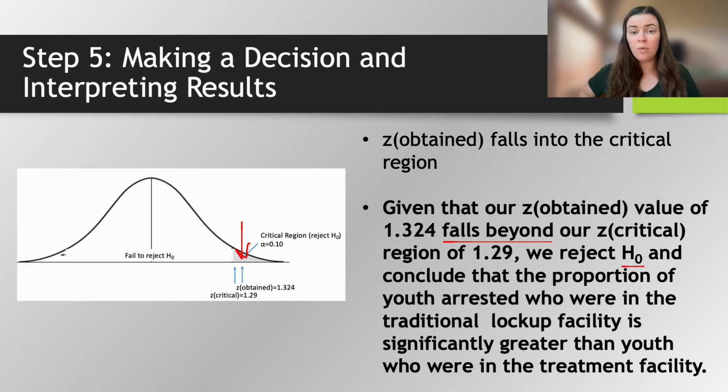So going back all the way to the problem itself, I had mentioned that this is a really good use of a real-world example, where you could test recidivism rates between two groups to determine if something works. And in this case, it appears that the treatment facility was effective in lowering the overall amount of arrests after the youths actually left them.